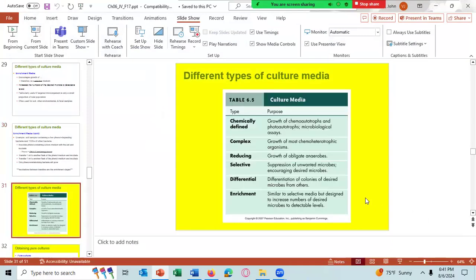All right, so this slide shows you the different types of media and the purpose of each: chemically defined media, a complex media, a reducing media, selective media, differential media, and an enrichment media. And remember, an enrichment media is a selective media, but we don't use it specifically as selective. What we use it for is to enrich for a culture of interest.